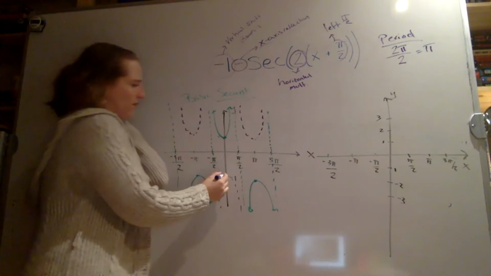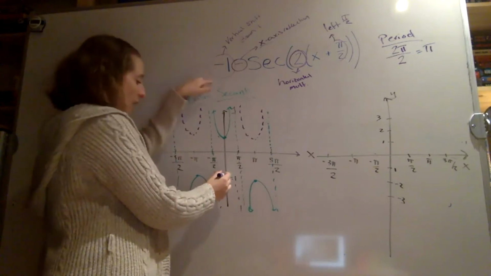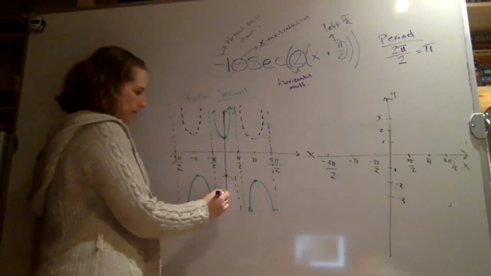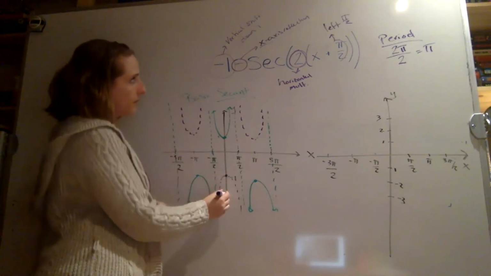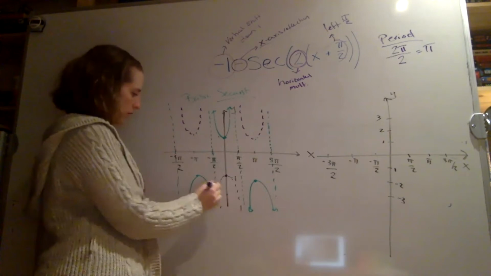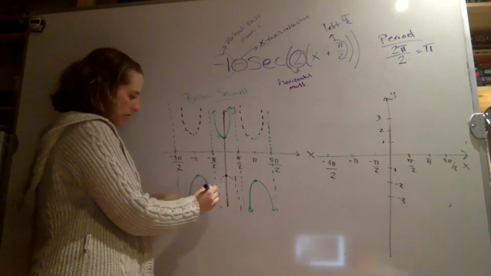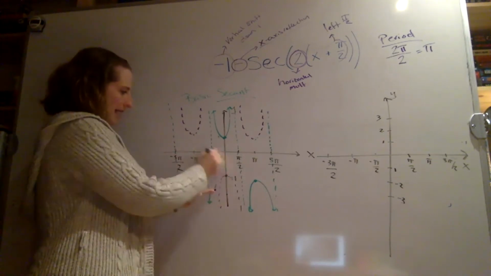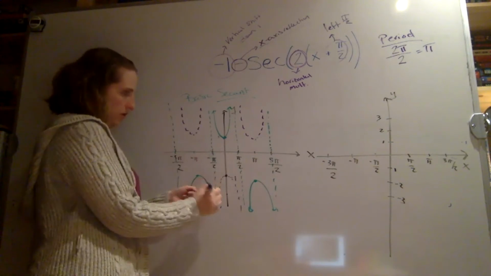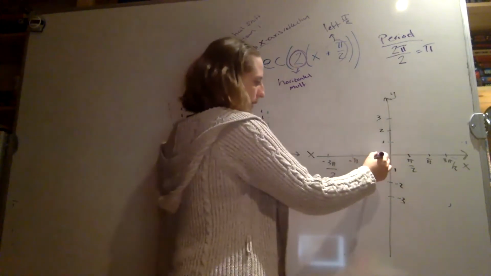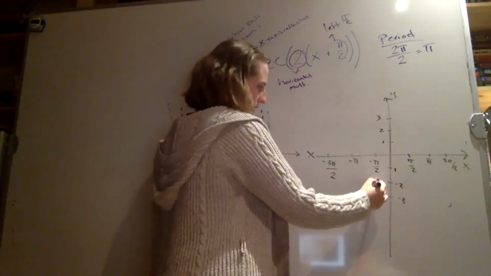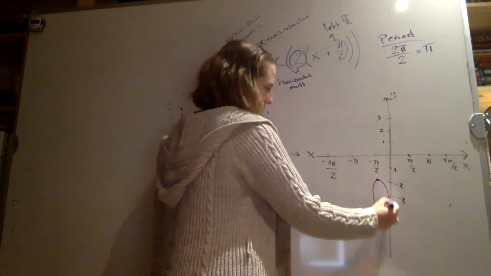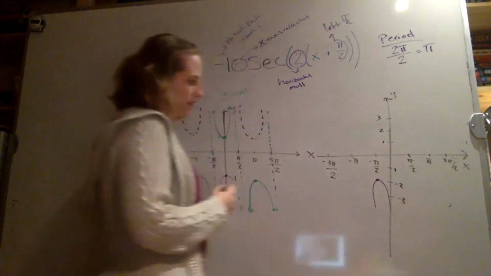So I'm going to move this point down 1 unit. It's going to get him down here at -2. And I also need to move him left pi over 2. So that new point is going to be here at negative pi over 2, -2. And I'm going to have to squish this little guy down.